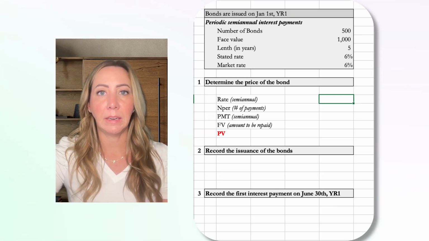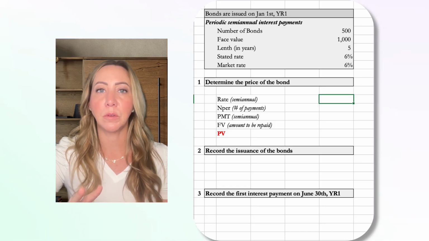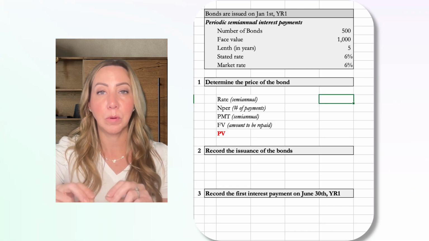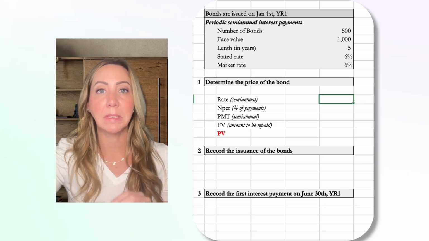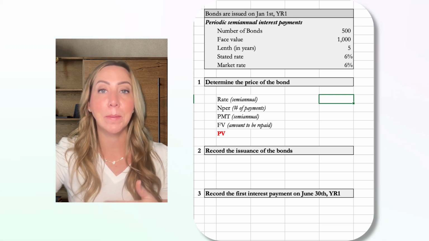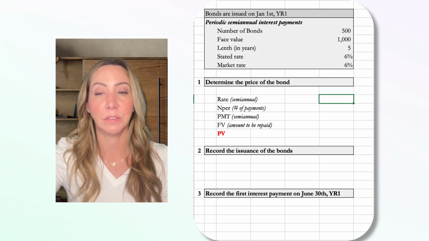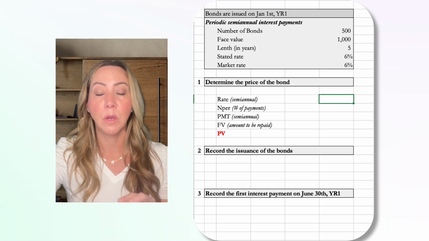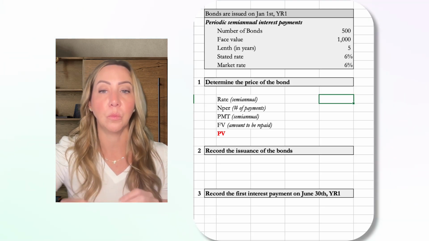So the first thing that I need is the market rate in my present value calculation. Remember that we are doing 2 present value calculations in one formula in Excel. The 2 present value calculations are to take the present value of the interest that I've promised to pay every 6 months for 5 years at 6%, the stated rate, and then the other promise is that I'll pay back every bondholder $1,000 at the end of the 5 years. So 2 promises. We're going to do the 2 calculations in one calculation.